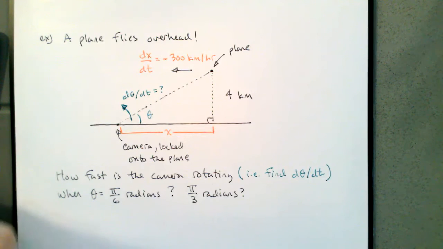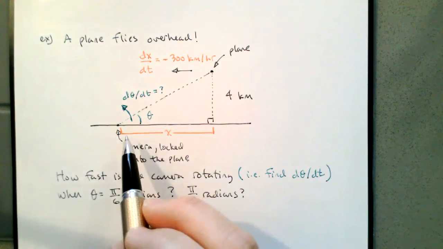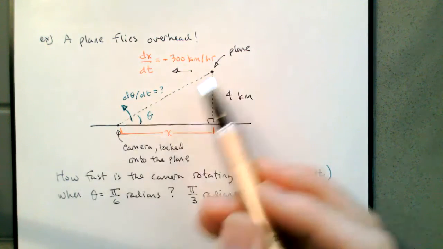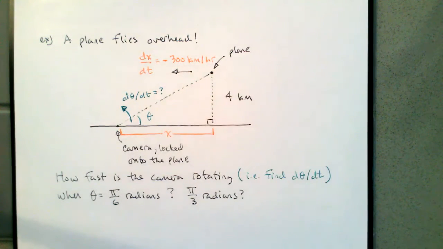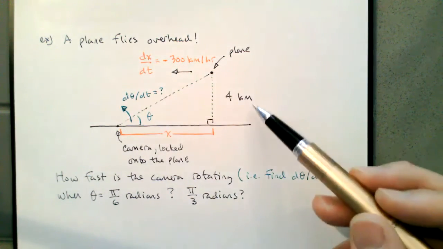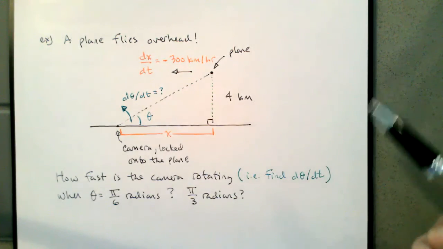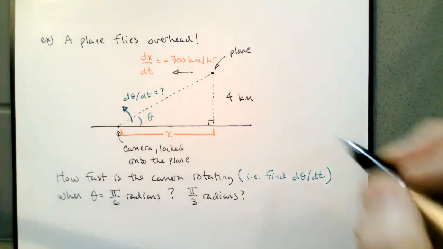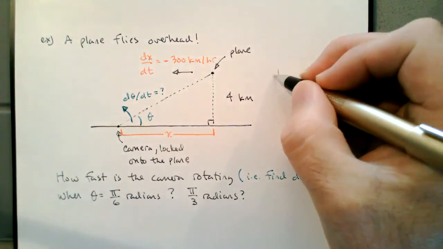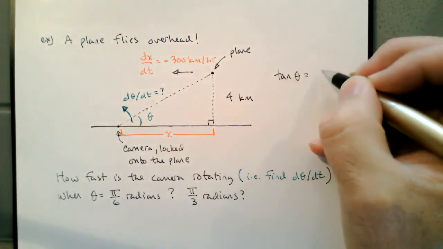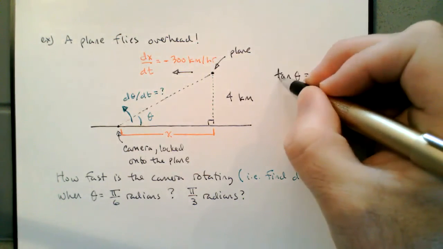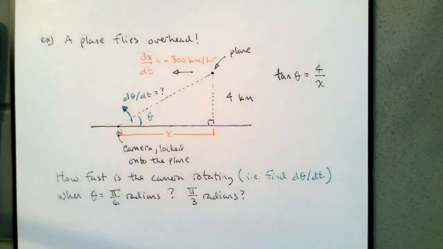In this case, if we look at theta, x is adjacent to the theta. We have a right triangle. I don't have any expression for the radius. That's changing anyway. But we did say that the plane was flying at a constant 4 kilometers. So 4 kilometers is opposite theta. X is adjacent to theta. So let's say that the tangent of theta is opposite over adjacent. So here's a relationship between theta and x.